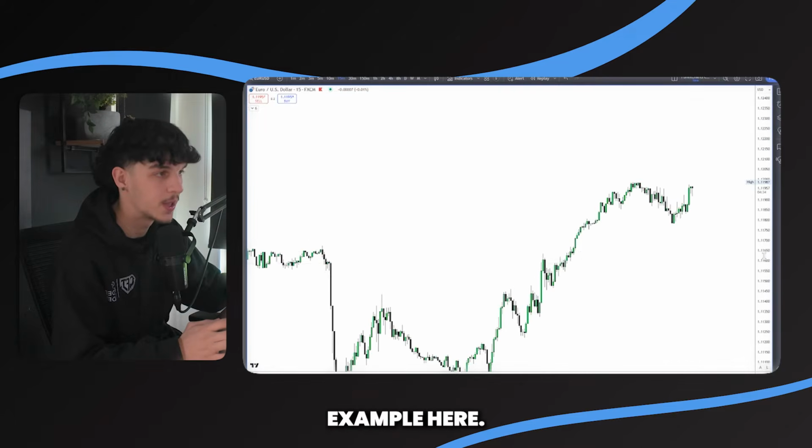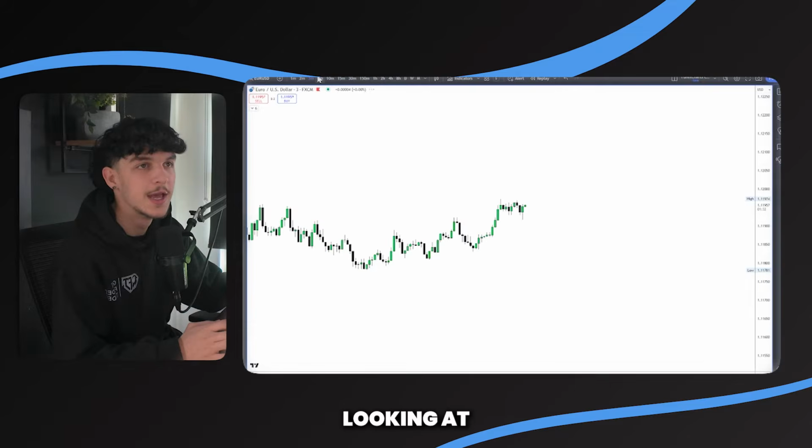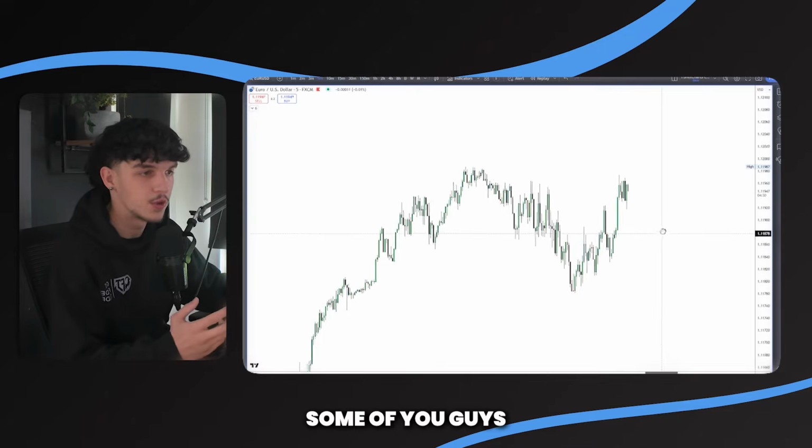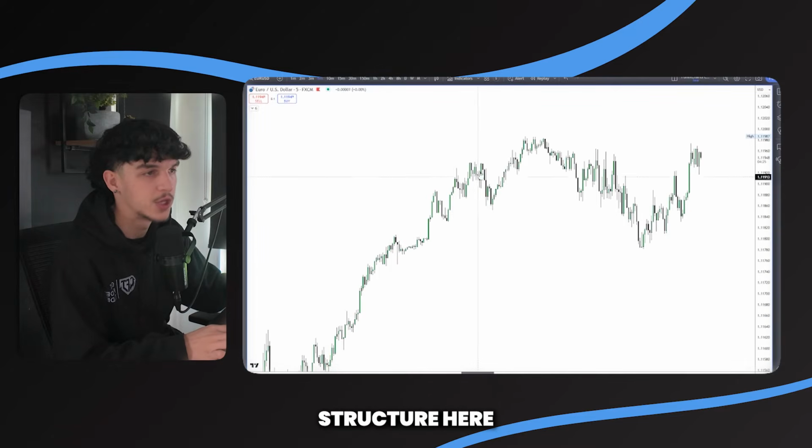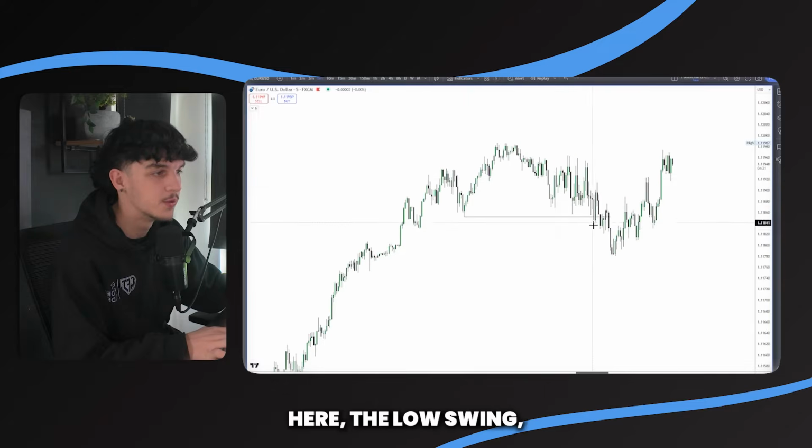This is a really good example here. So if we're looking at, let's go for a 5-minute time frame, because I'm sure some of you guys will have shorter time frames to trade from. Let's say, for example, we have this structure here, and this is a main low that was created. If we look at this low here, the low was swung.